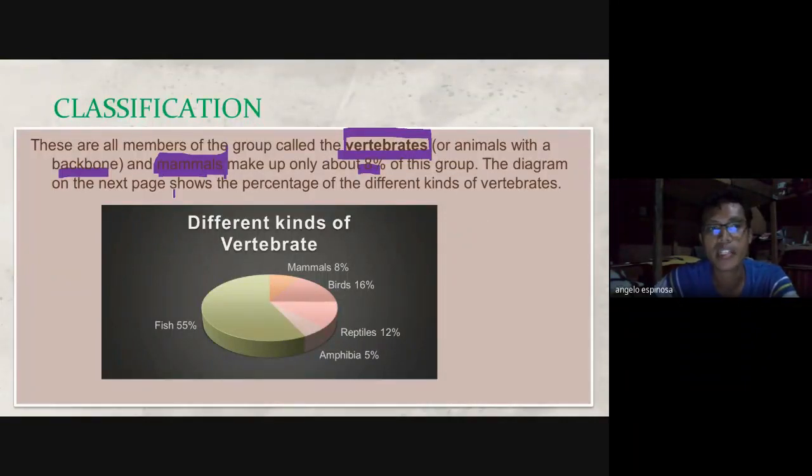So we have here the diagram on the next page. We have here the percentage of the different kinds of vertebrates. These are different kinds of vertebrates. So we have fish, which is 55%.